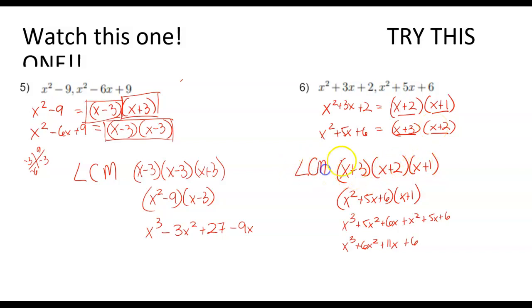This is the main concept. I am less worried about you guys being able to do this part right here right now. I want you to be able to see which common factors are coming out and which ones make our least common multiple.